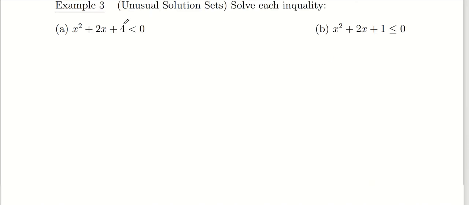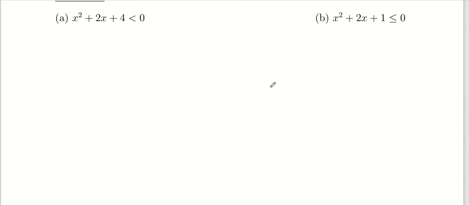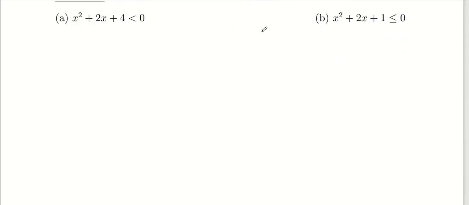Let's take a look at the next few examples. So example 3 is kind of 4 mini examples in one that just show some unusual solution sets that can occur when we're trying to solve these types of inequalities.